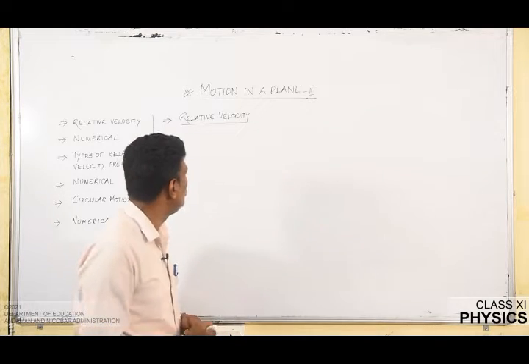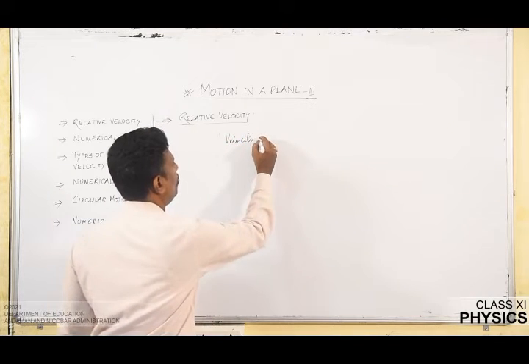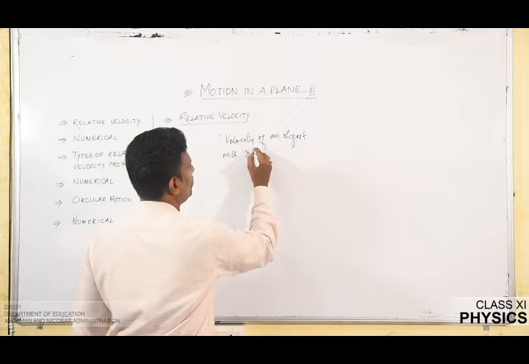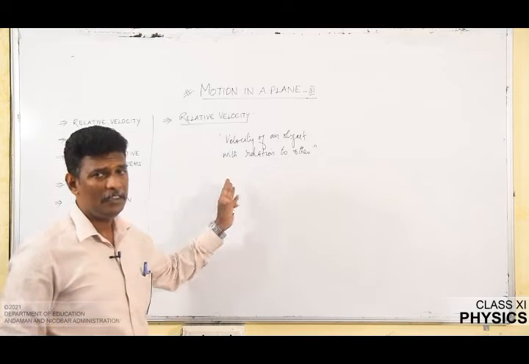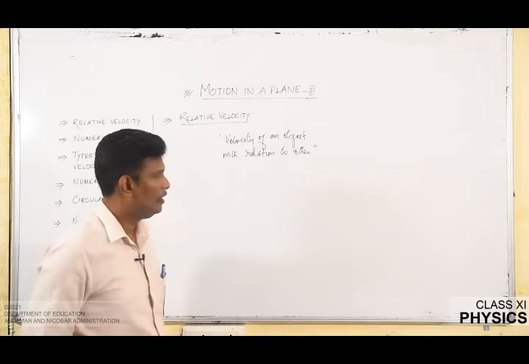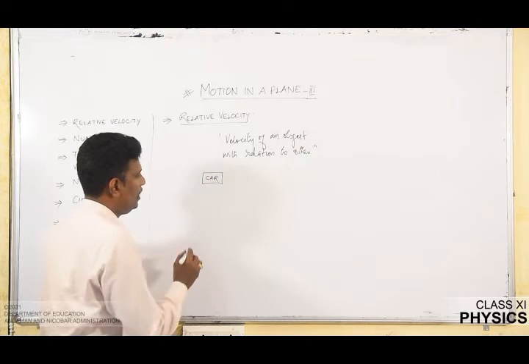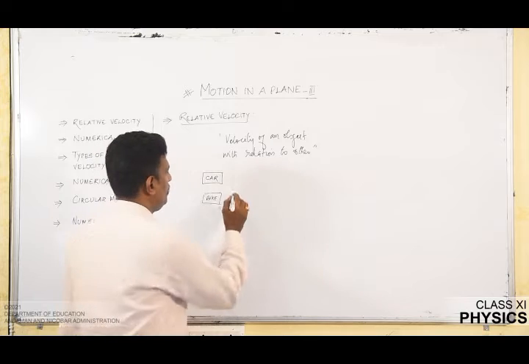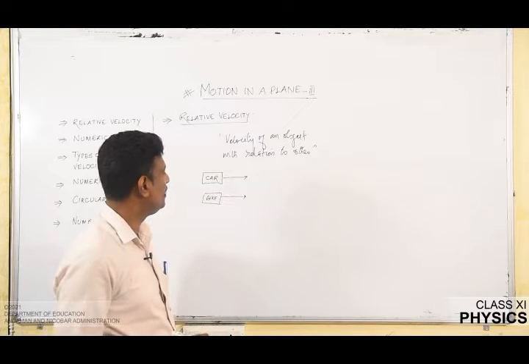That is relative velocity. We know that the velocity of an object in relation to another, that is simply relative velocity, is the velocity of an object with relation to the other object. Now let us consider a car and a bike. Both are in the same direction. When both are in the same direction, what will be the relative velocity?